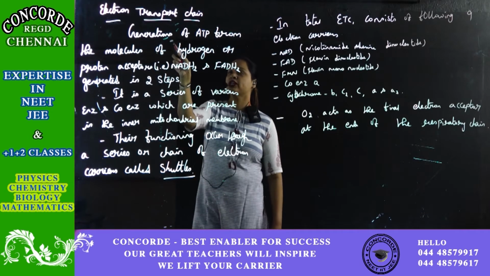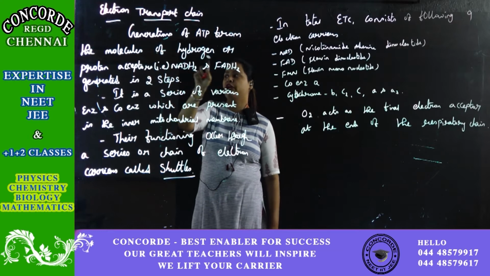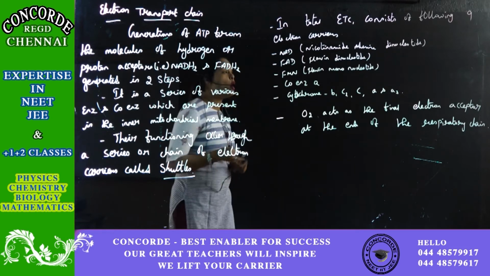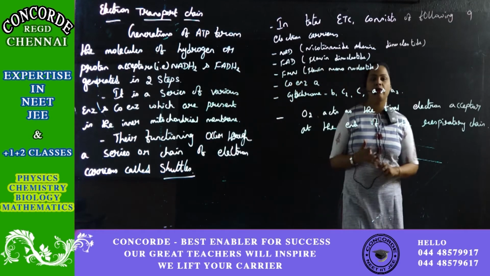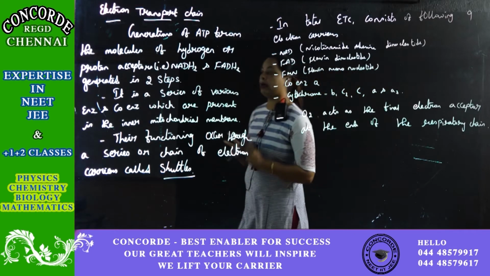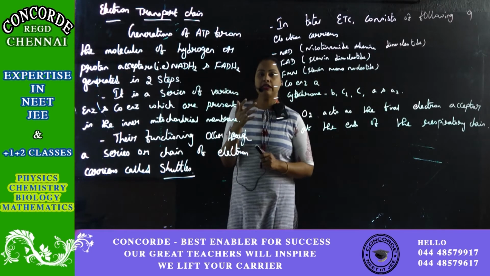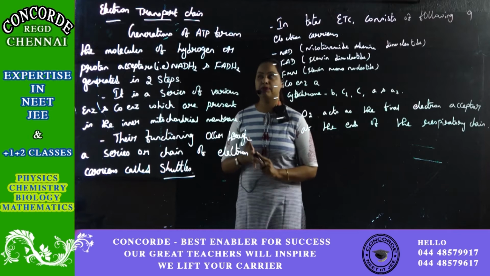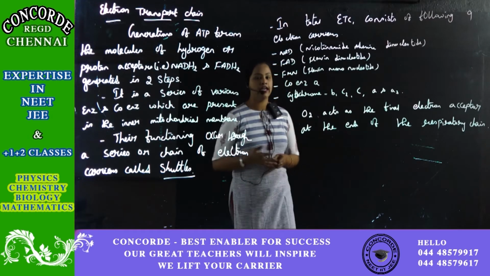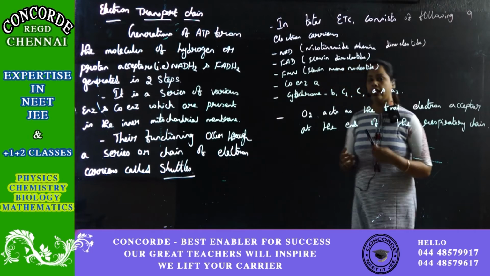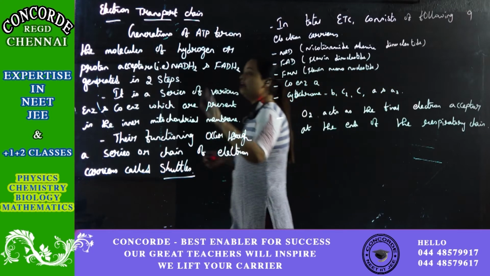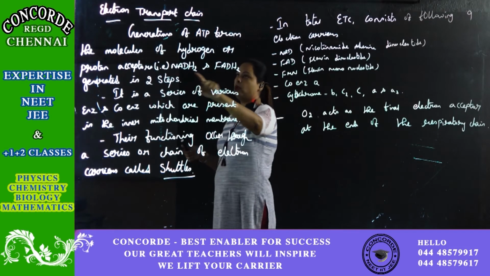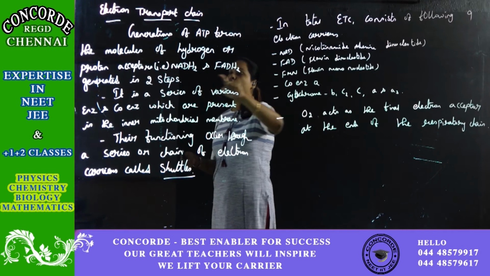So, generation of ATP from the molecules of hydrogen or proton acceptor. As I've already told you, the NADH2 and FADH2 are formed from the glycolysis cycle and Krebs cycle. Sorry, I said C3 pathway and C4 pathway. It is not the C3 and C4 pathway. It is the glycolysis cycle and Krebs cycle. So the NADH2 and FADH2 formed from the glycolysis cycle and Krebs cycle will enter into the mitochondria. In the mitochondria, the electron transport chain will happen with these two components.